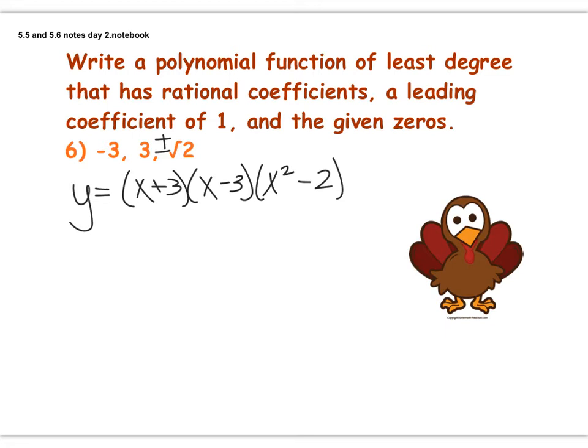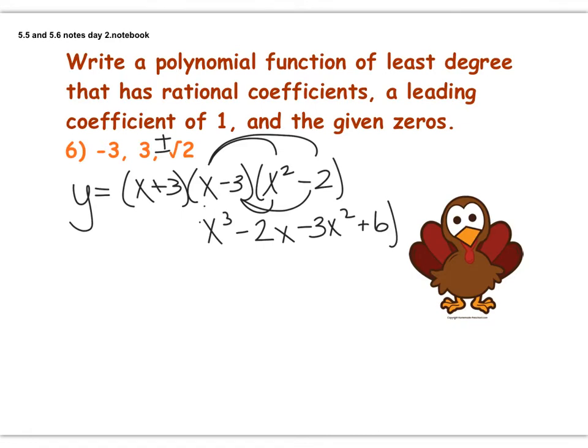But I always started with the back 2. You could have started with any, just my own preference, start with the back 2 and kind of work my way through. So multiplying here, we get x cubed minus 2x minus 3x squared plus 6. No like terms. Order, I'll worry about that later. We're going to drop this one down. And now we're going to multiply these together.